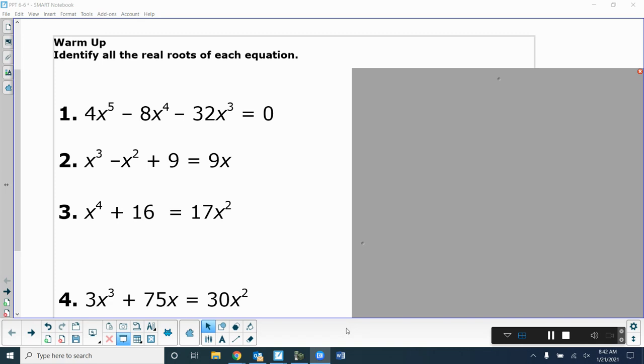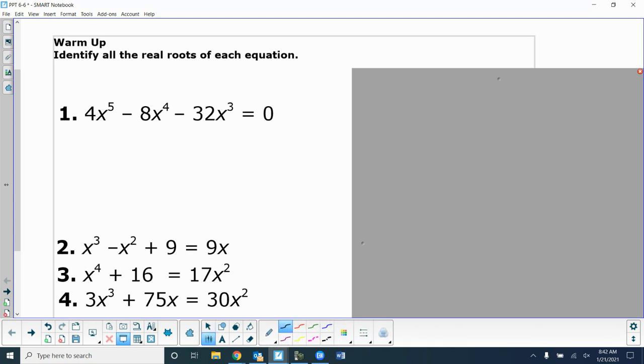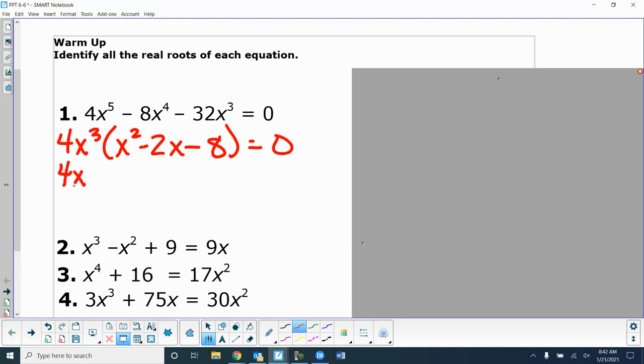All right, I'll factor this, and then I'll do it on the calculator too. So what is it? 4x cubed, you told me, right? Then you get x squared minus 2x minus 8, which is x minus 4 and x plus 2, because negative 4 times 2 is negative 8, and negative 4 plus 2 is negative 2.